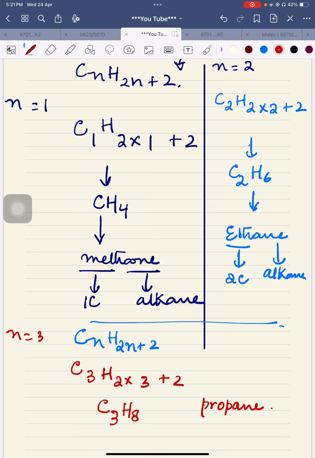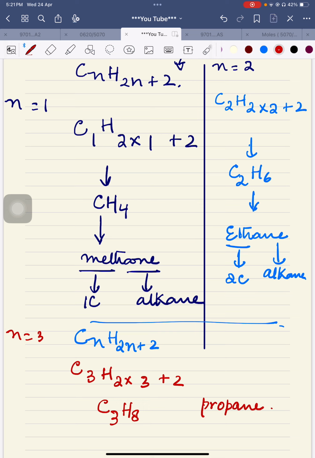In the same way, you are going to prepare for the fourth one, which is butane, fifth one, pentane, sixth one, hexane, seventh one, heptane, eighth one, octane, just to practice. By the way, it is written clearly in the syllabus that you should know up to 4, okay? But it is the same for all of them: you place the n value in the general formula, and then you can develop the formula, okay?